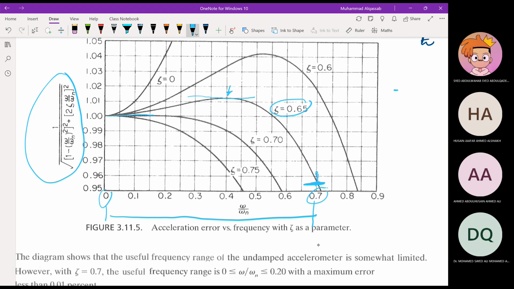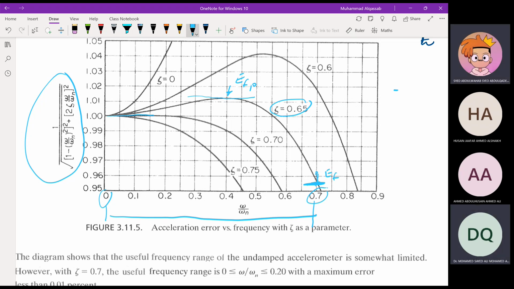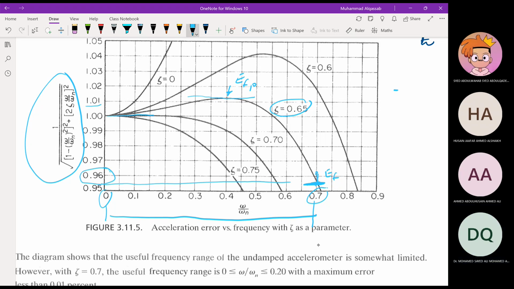So we have to check the error factor at the peak and the error factor at 0.7 and compare to find the maximum. Which one is the maximum? It's at the peak, right? Depends, because for this example, it is almost 1.01, maybe 1.015. Here it is more than 0.96, so this is more than 4%. This is less than 2%. So the maximum error is here, at the end of the range.